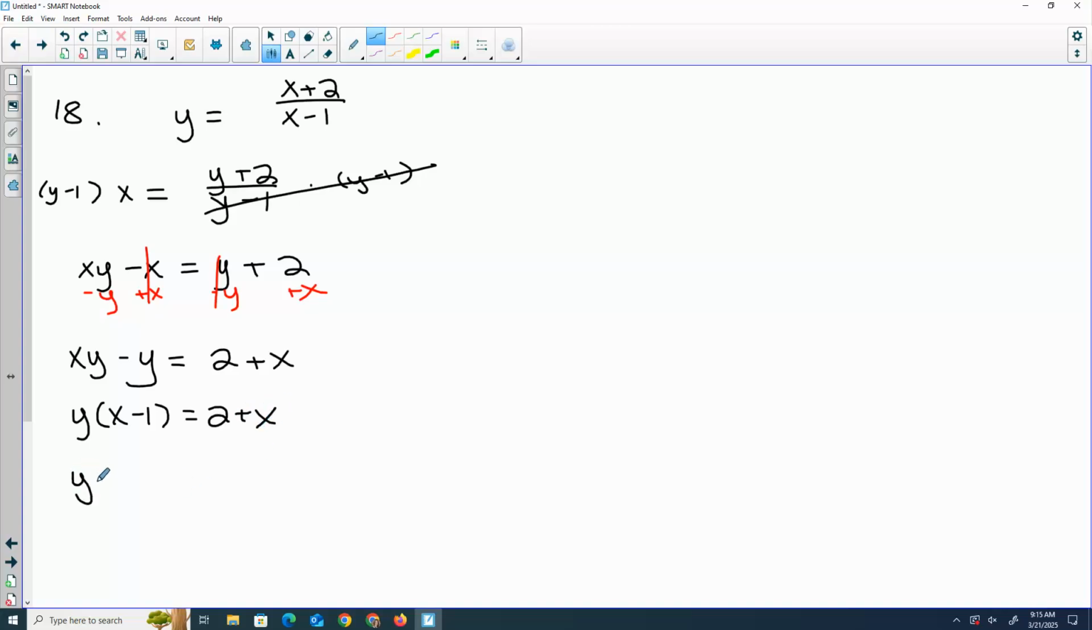then to get y by itself, we can divide. So y is 2 plus x over x minus 1. Am I finished? No. Instead of y, put it back in function notation. F inverse of x.